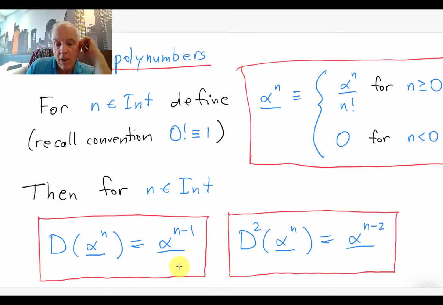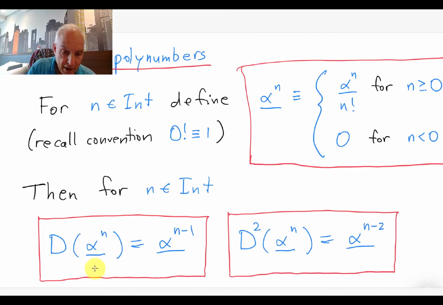You see, because when n is strictly negative, both of these things are 0, and the derivative of 0 is 0. When n is exactly equal to 0, this is 1, but this is alpha to the minus 1 underscore, which according to this is 0. So that is in fact correct. And when n is a strictly positive natural number, then this just coincides with the usual formula, except that the n factorial here and the n minus 1 factorial combine to take care of that extra factor of n that you get when you differentiate, right?